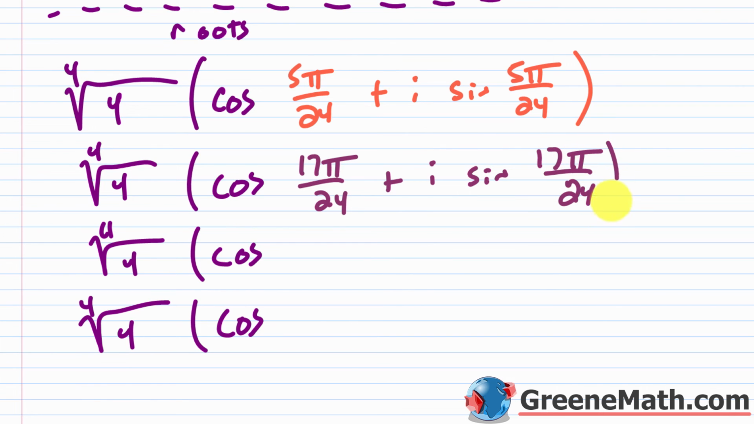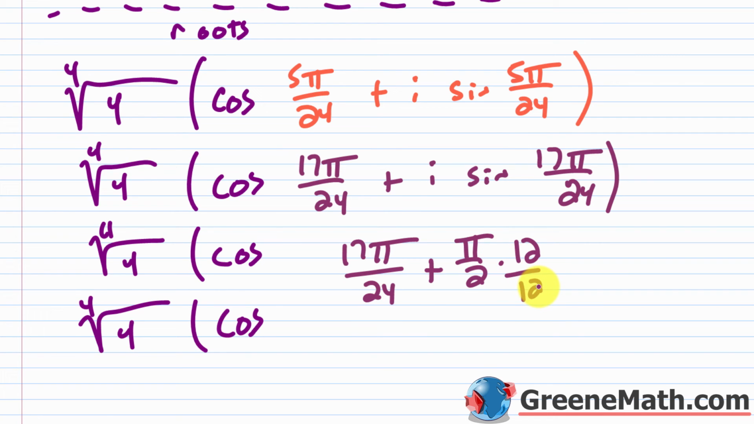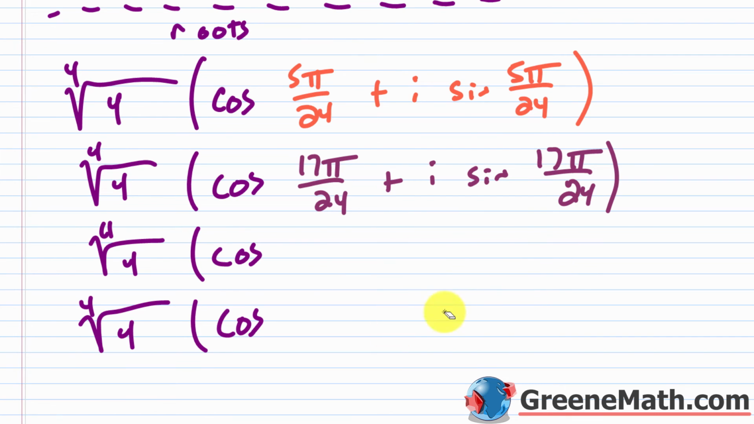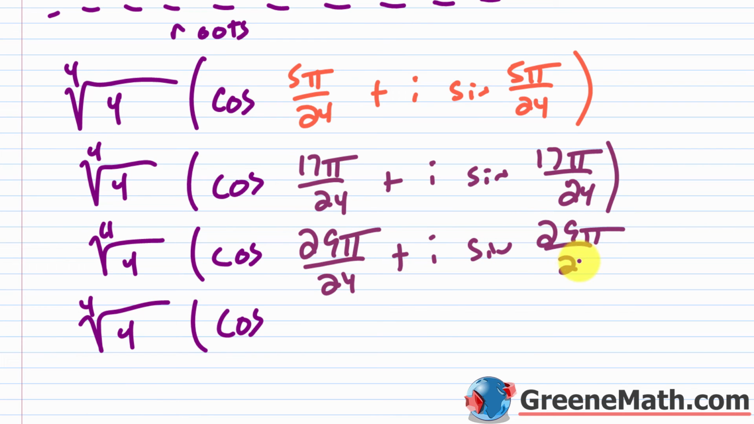Okay. Again, we're just going to add pi over 2. So here, if you had 17 pi over 24 plus, again, I'm just going to add pi over 2, or you can key the formula in each time. Again, that's up to you. This is going to be times 12 over 12. So this would give me 12 pi plus 17 pi, which would be 29 pi over 24. So this would be 29 pi over 24. So plus I times the sine of 29 pi over 24.